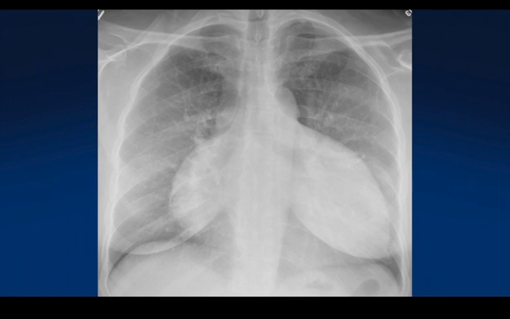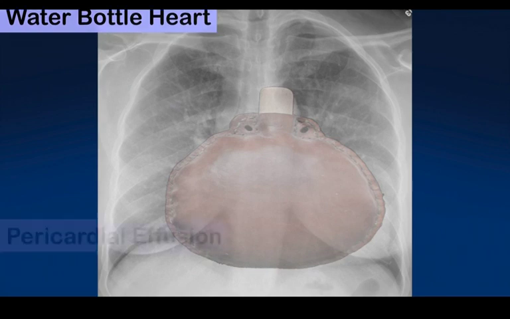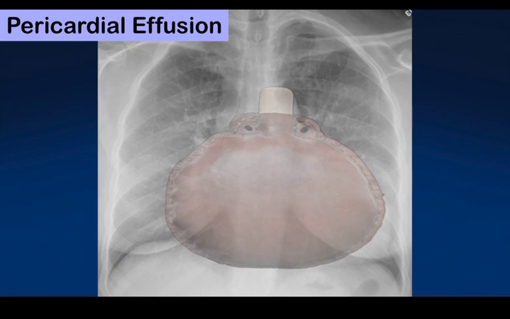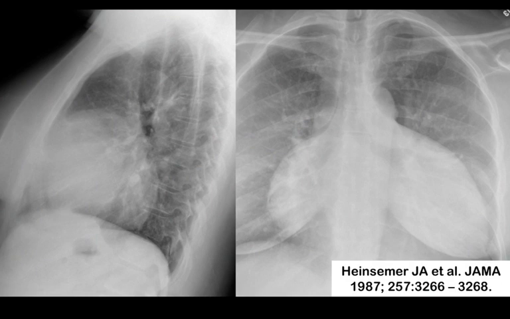It looks like cardiomegaly, but it has a somewhat unusual shape, looking very much like a water bottle. And this is the water bottle heart sign, which is a sign suggestive of pericardial effusion. Lateral radiograph in this individual shows another sign of pericardial effusion.